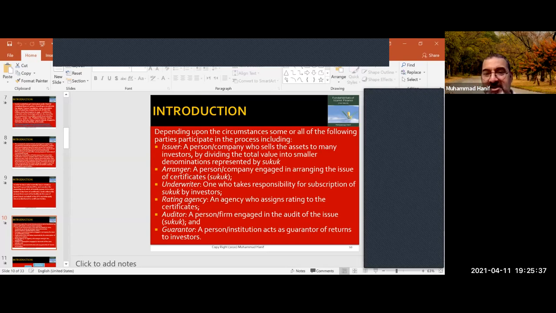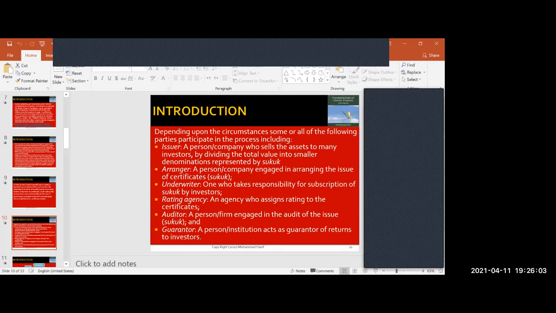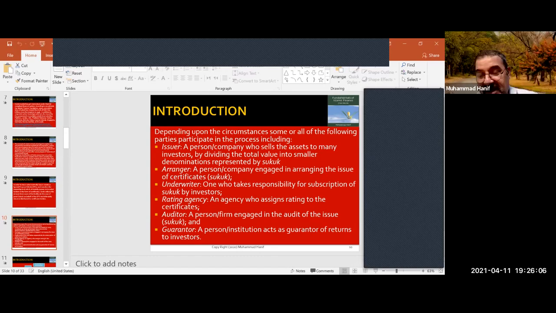Auditor: a person or firm engaged in the audit of the issue of Sukuk. And guarantor: a person or institution acting as guarantee of returns to investors. This last one is very interesting. Ideally, it should not be there. Guarantor means that I'm issuing Sukuk, and in order to give confidence to the investors, I give the guarantee that he will pay you back the return. He will pay you back the principal amount.